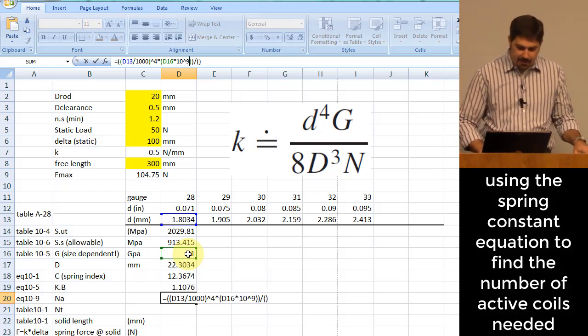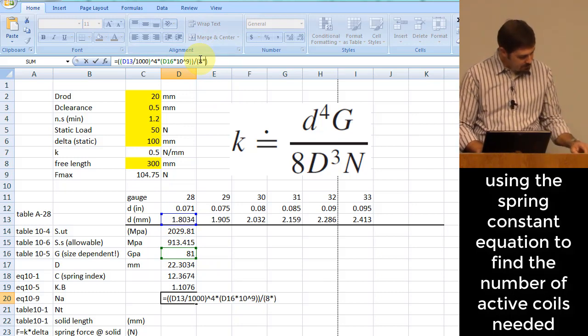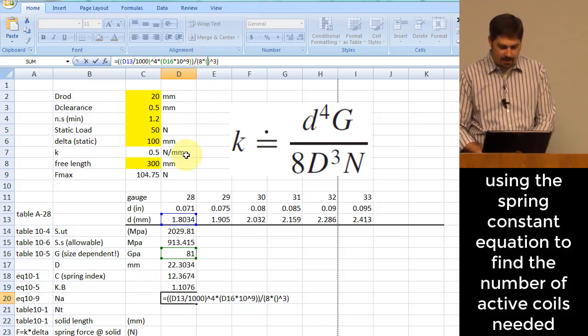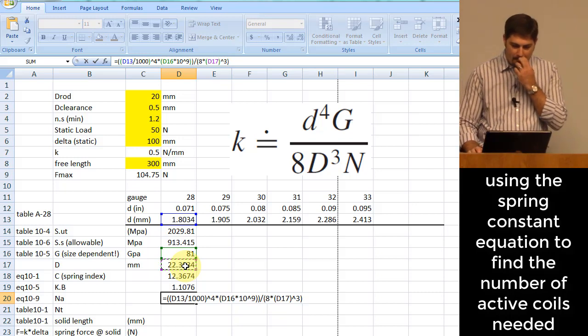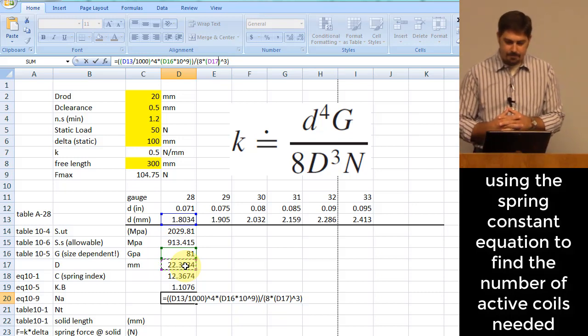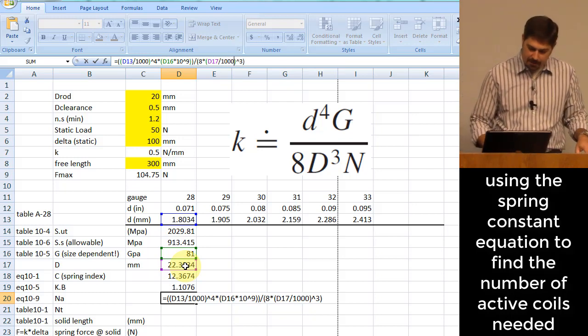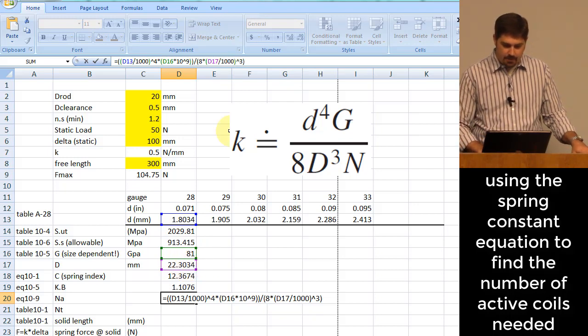Now in the denominator I have 8 times d cubed. So I have something cubed there. Where do I have D? That's right here. And then divide that by 1,000 as well, because that is in millimeters, the way I have it right now.